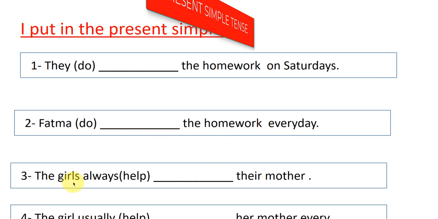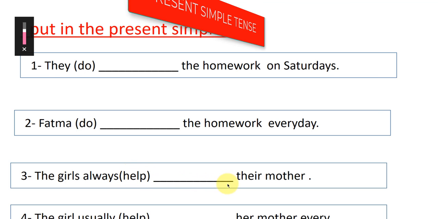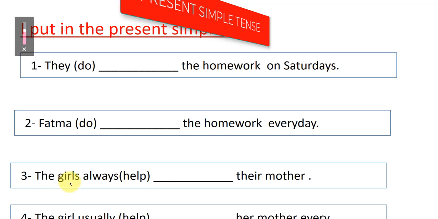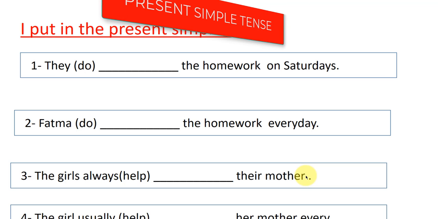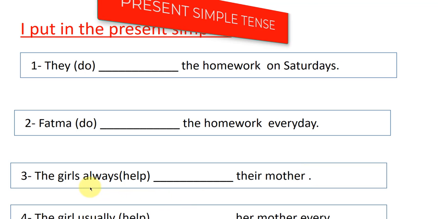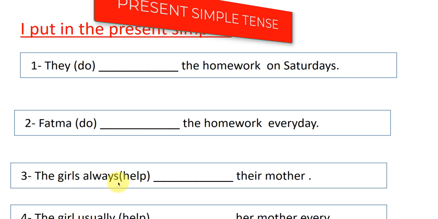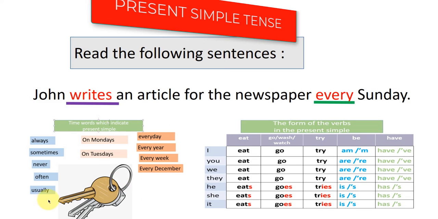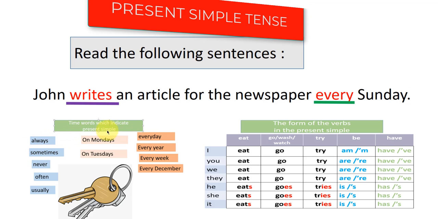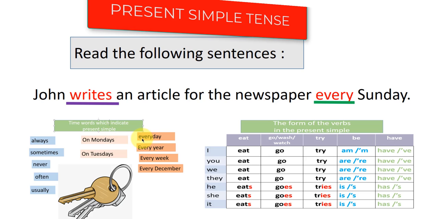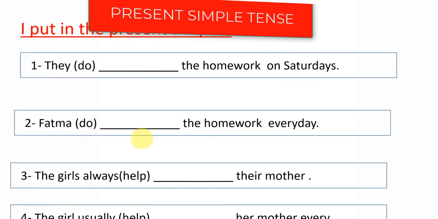Sentence 3. The girls always help their mother. Before doing this sentence, you have to find the time word. Where is the time word? It's always. Yes, very good. We go back to our timetable. Look here, we have always. Always is used for the present simple. Okay, so we go back to our sentence.